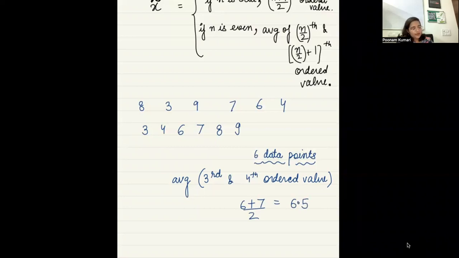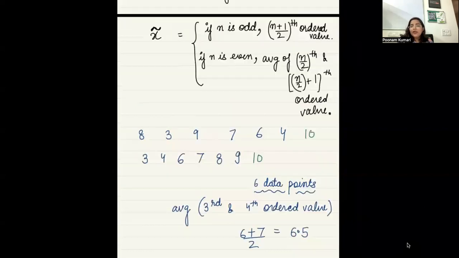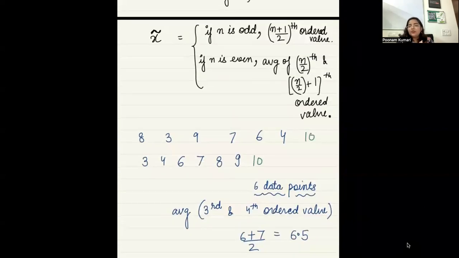And let's say instead of 9, we also had a 10. So now instead of 6, you have 7 data points. So what is your median value? (n plus 1) by 2. So n is 7. 7 plus 1 is 8. 8 divided by 2 is 4. So whatever is your fourth value, that would have been your median. What is your fourth value? 1, 2, 3, 4. So 7 would have been the median value in that case. Is that all right?